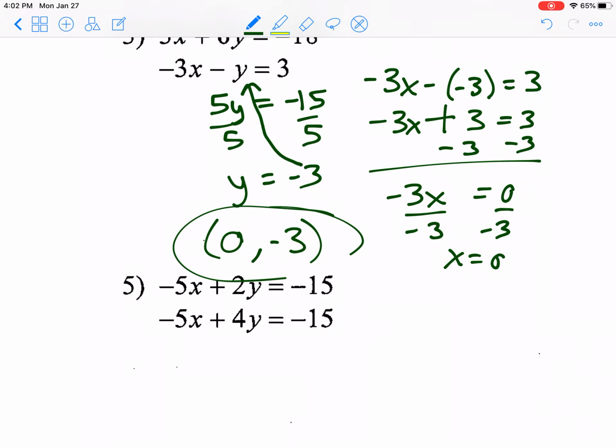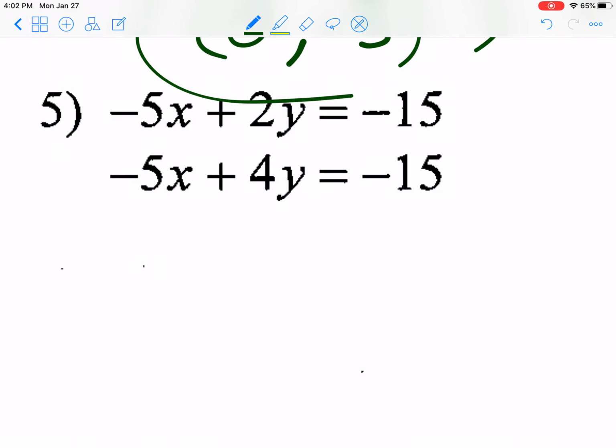Okay. Now, if I were to take this problem 5 and add all of the like terms, I would get -10x plus 6y equals -30. And unfortunately, in that scenario, none of the variables goes away. I would still have an x, I would still have a y, and a constant. So it wouldn't help me to add these together as they are.